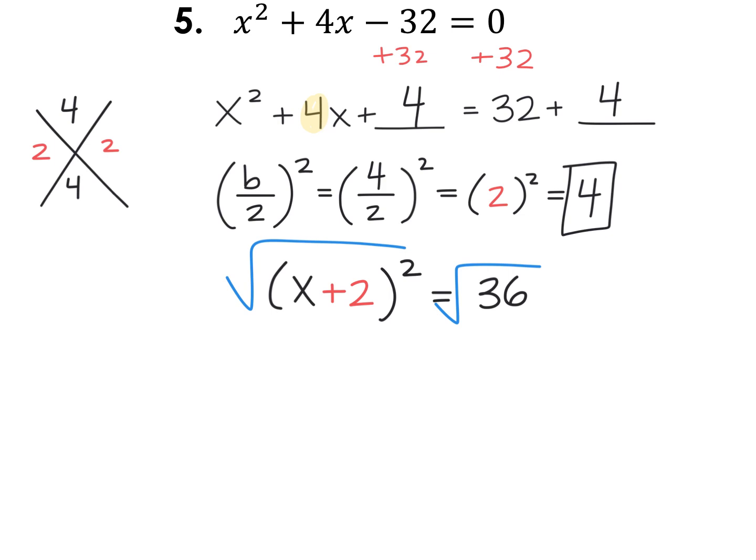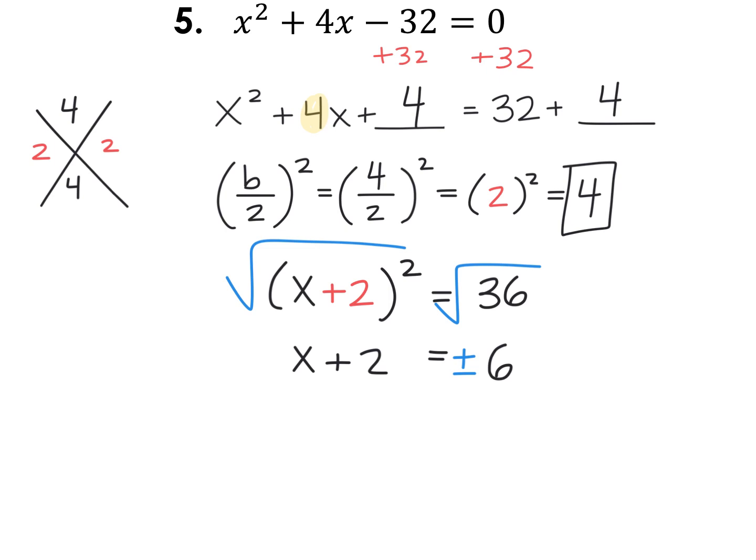And as soon as you take a square root, you should do plus or minus. Plus or minus, what is the square root of 36? It's just 6. Cool. That cancels out the squared, and you're left with x plus 2. And you're actually almost done. This is old school stuff here. You already did this before.